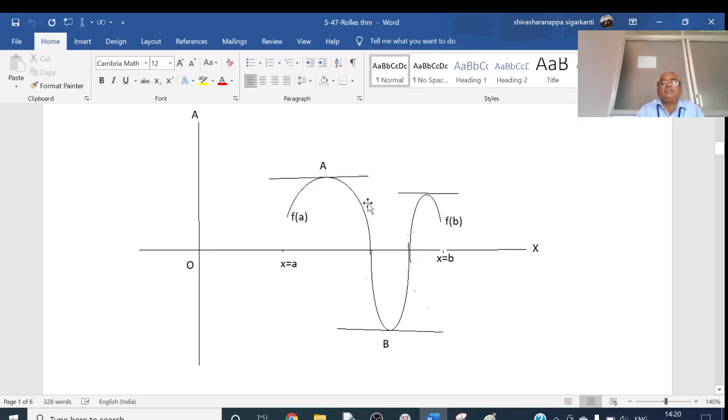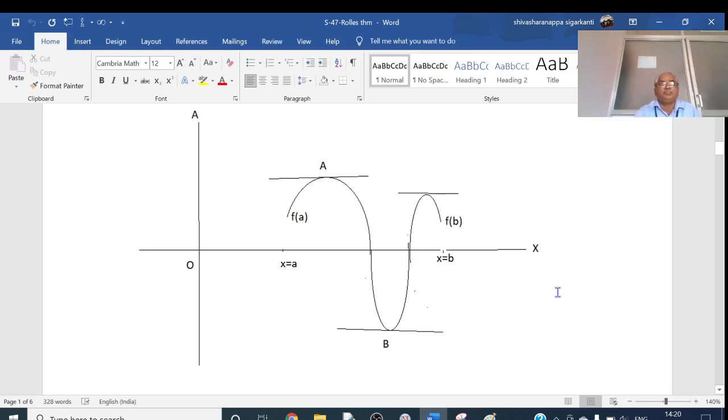Then there exists a point here. At this point, we can draw the tangent parallel to the x-axis. That is, at this point, f'(x) = 0, that is, f'(c) = 0. And one more point is here. At this point also, we can draw the tangent to the curve which is parallel to the x-axis. That is f'(c) = 0. One more point is here. At this point also we can draw the tangent to the curve which is parallel to the x-axis. That is f'(c) = 0.